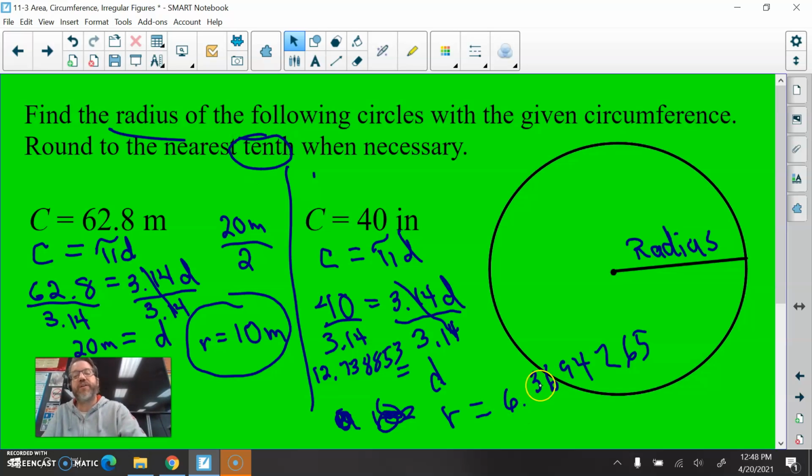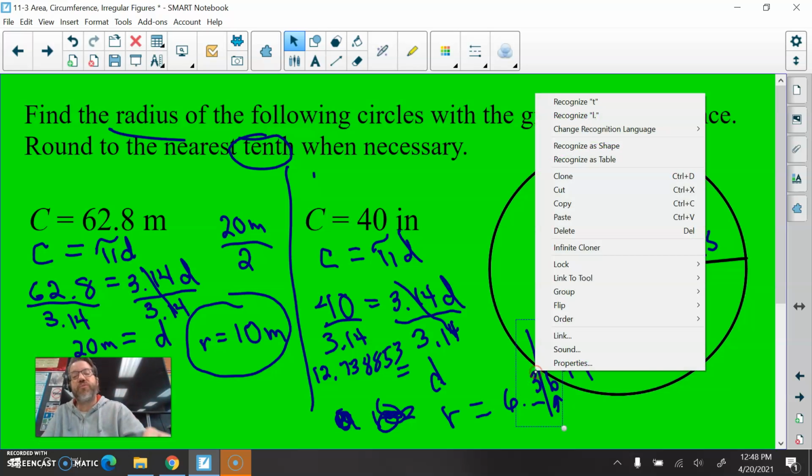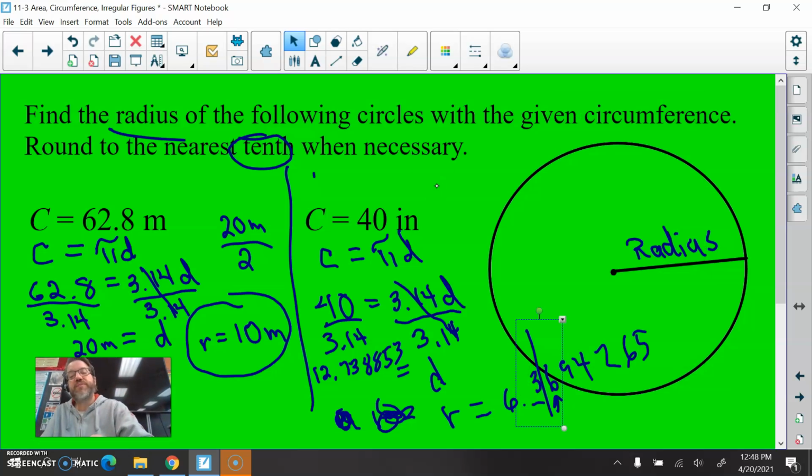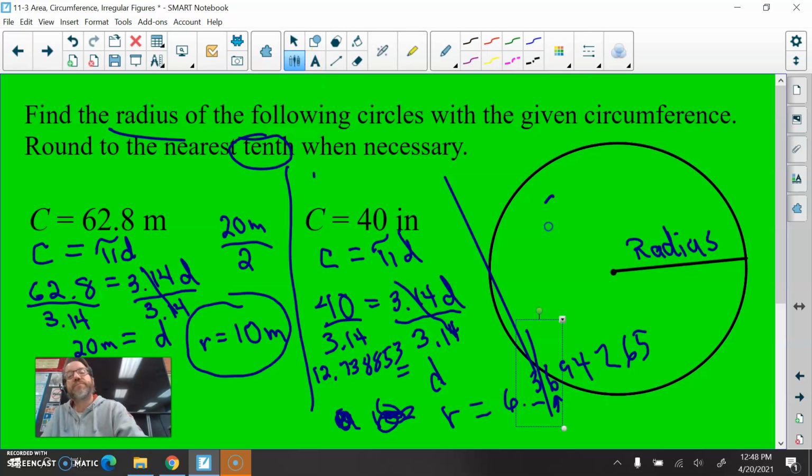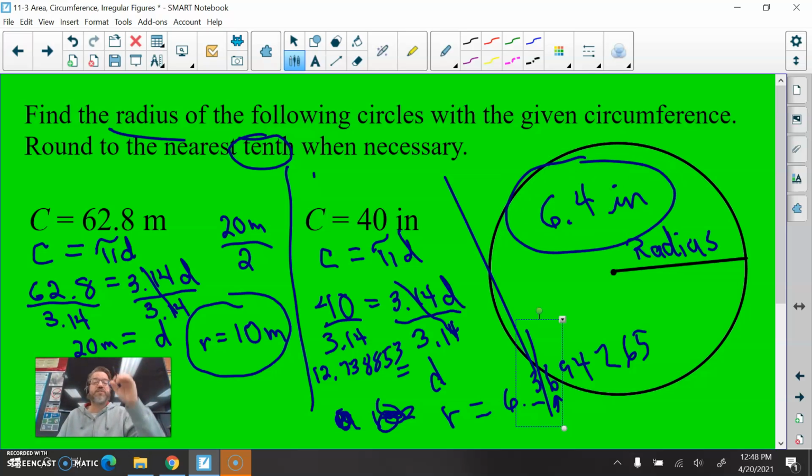It is necessary here. The tenths place has a 3 in it. The hundredths place has a 6. Since that's 5 or more, we're going to round the 3 up to a 4. And we end up getting a radius of 6.4 when we round that. 6.4 what? Inches. So my radius, if the circumference is 40 inches, then the radius must be 6.4 inches.